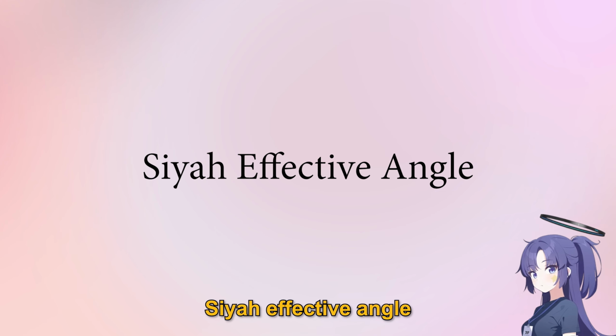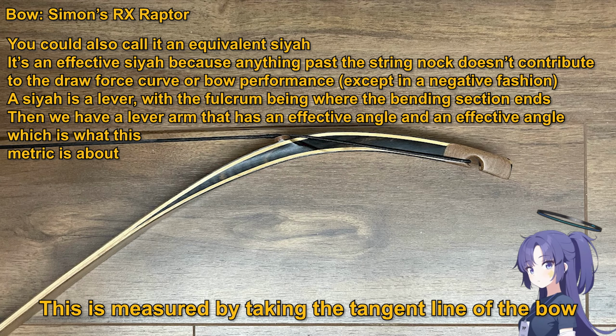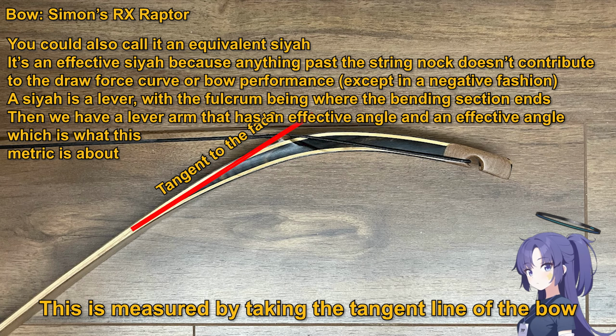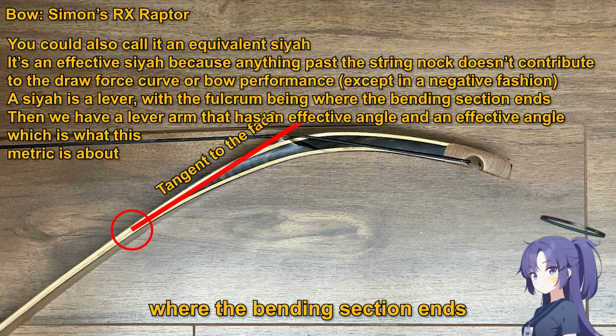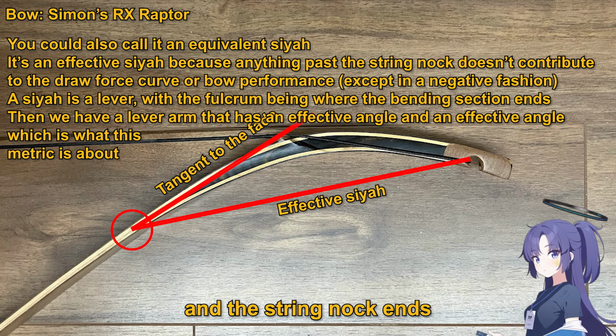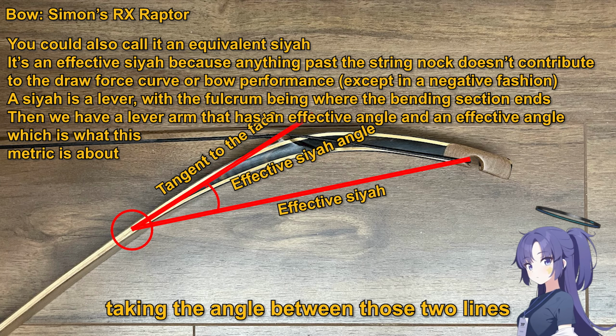SIA effective angle. Effective angle of the SIA. This is measured by taking the tangent line of the bow limb, where the bending section ends, drawing a line between the point where the tangent begins and the string knock ends, taking the angle between those two lines.